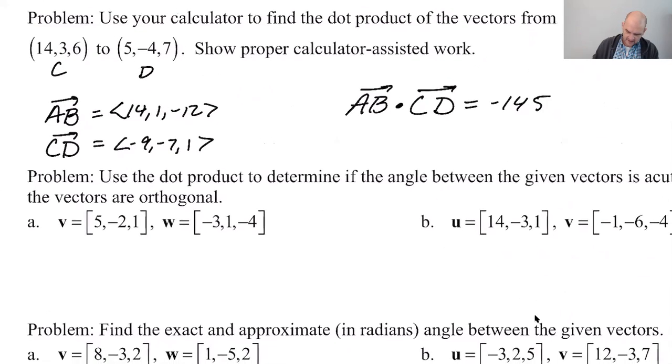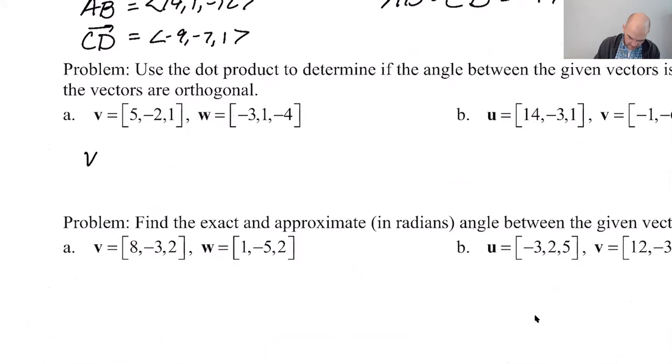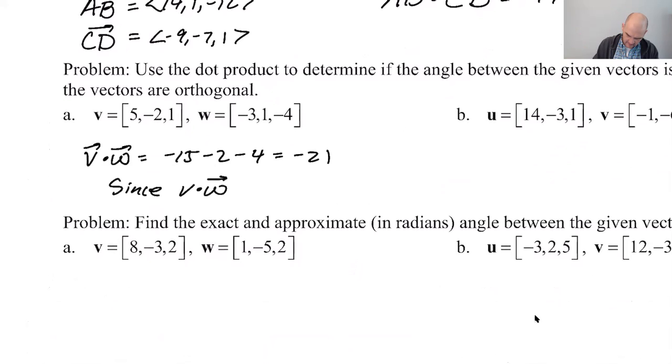So this is what I hand wrote before, by the way. All right, so V dot W is going to be -15, -2, -4, which is -21. Since V dot W is less than 0, theta is obtuse.